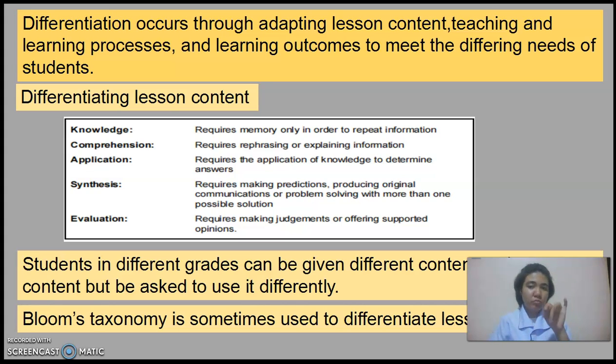First, knowledge is defined as what requires memory only in order to retain information, while comprehension requires rephrasing or explaining information. Application, however, requires the application of knowledge to determine answers. Synthesis requires making predictions, producing original communications, or problem solving with more than one possible solution. And evaluation requires making judgments or offering supported opinions.